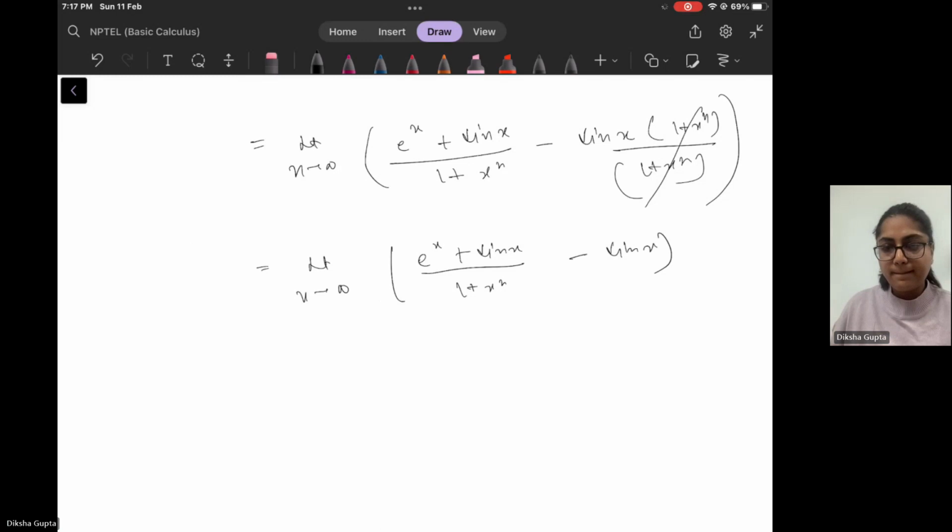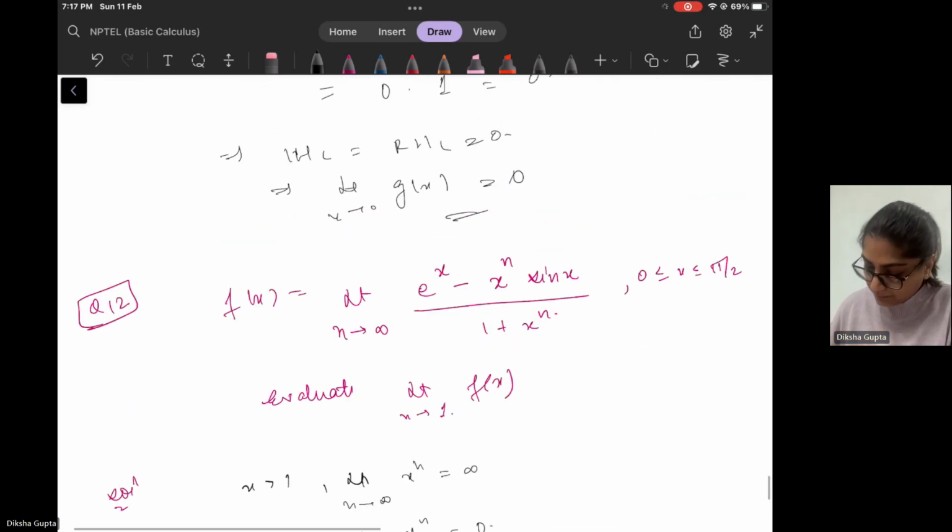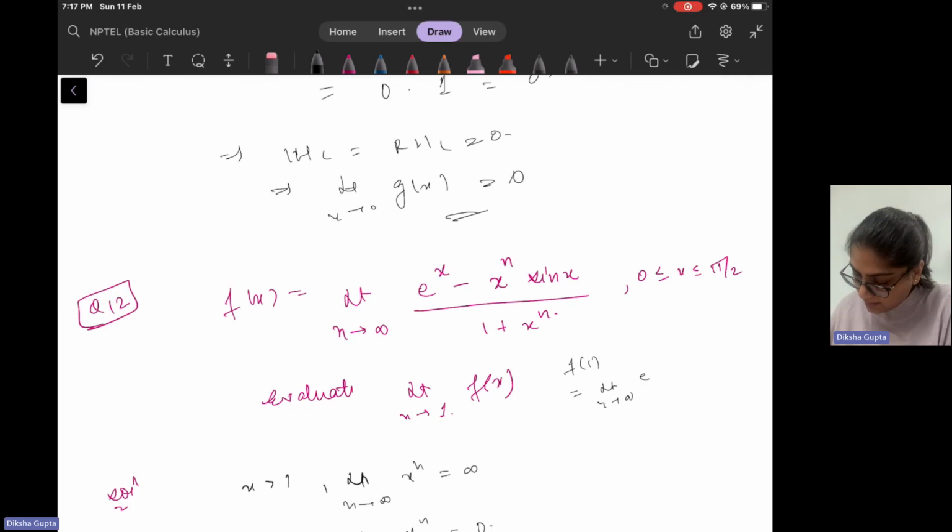Now we'll see what the value of the function is for x less than 1 and greater than 1. So firstly, for f(1), it is limit n tending to infinity of (e raised to power 1 minus 1 raised to power n times sin 1) upon (1 plus 1).